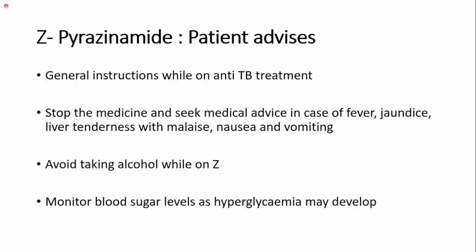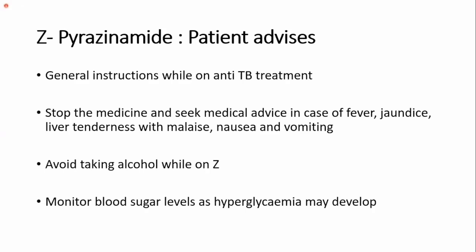So how will you advise patients? You give the general advice, and then you advise the patients that if they develop fever, yellow discoloration of the eyes, tenderness over the right hypochondrial region, or severe loss of appetite or anorexia, that may be an indication of liver injury. Therefore, you ask the patients to come quickly if those symptoms are there.